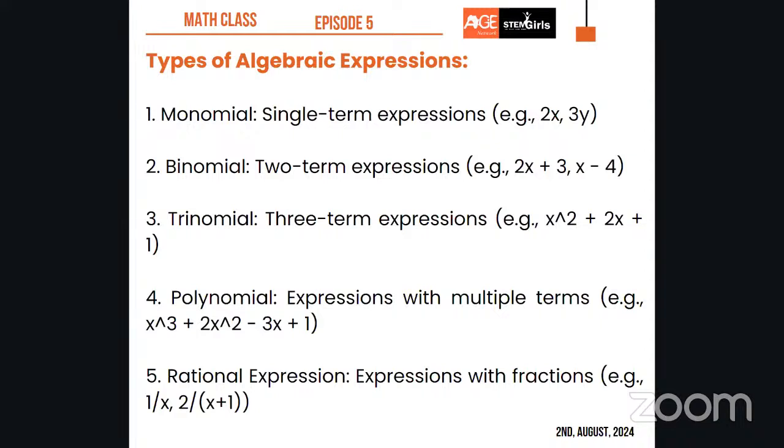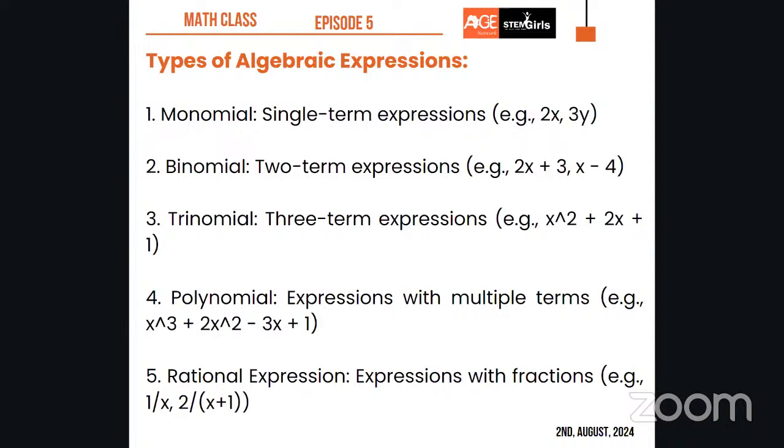We have rational expression. These are expressions with fractions, from our rational numbers. Examples are 1 over x. That is an example of a rational expression. Then 2 over x plus 1. That is also an example of a rational expression.